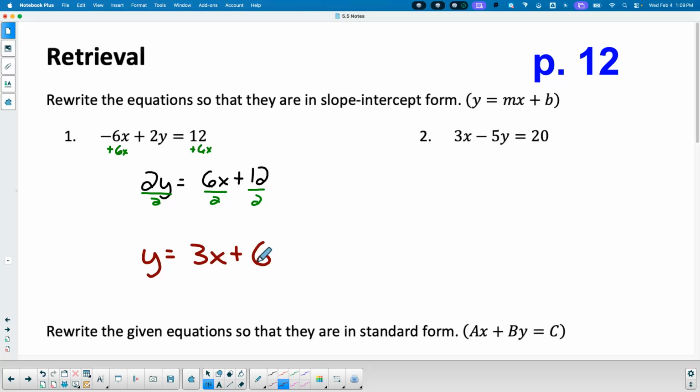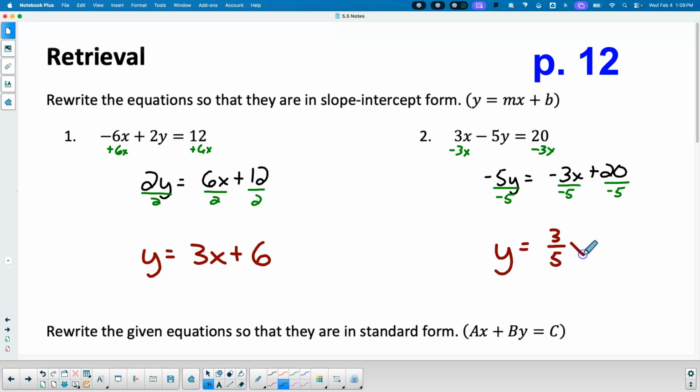Okay. Over here on this one, I'm going to subtract 3x from both sides. That's going to give me negative 5y equals negative 3x plus 20. Then I'm going to divide by negative 5 in all 3 spots. So I'm going to get y equals negative divided by negative is positive 3/5 x minus 4. Right.